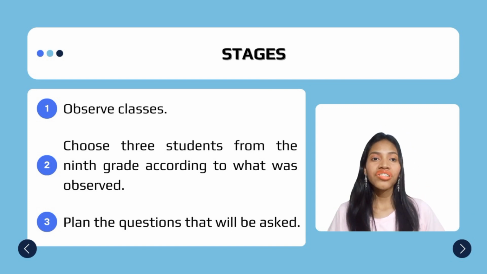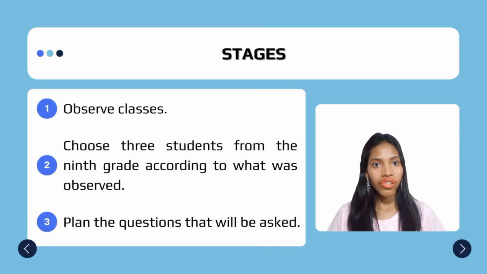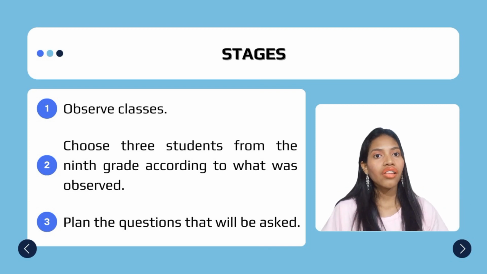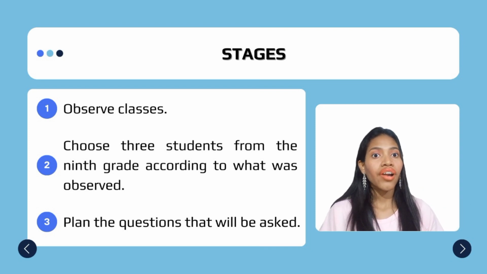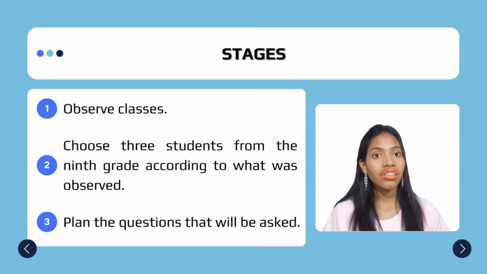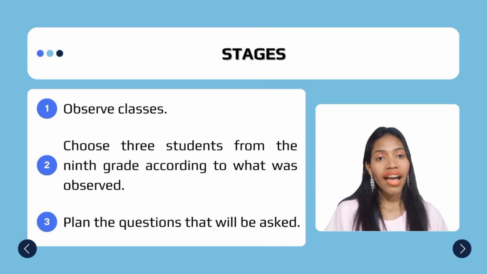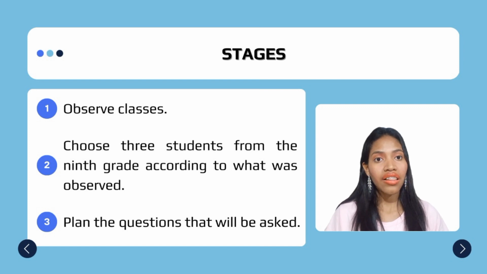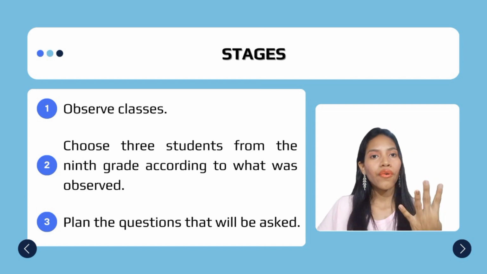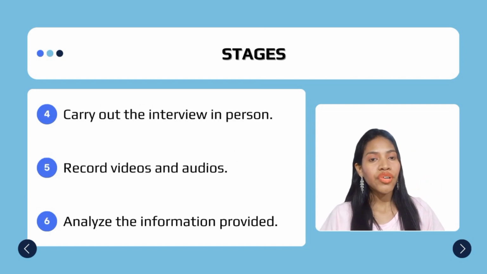Second, choose 3 students from the 9th grade according to what was observed. This will ensure that we select an appropriate purposive sample for our research. Third, plan the questions that will be asked, since for our study to be effective, it is necessary to formulate coherent and precise questions that can be easily answered. Fourth, carry out the interview in person.